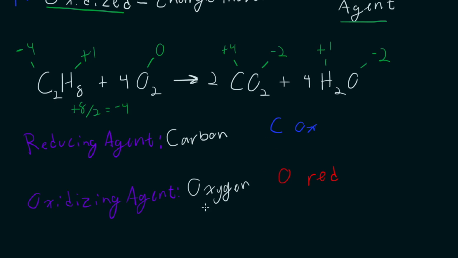Okay? So we kind of have this crisscross pattern. And we do that because when something is reduced, we're talking about what's happening to that element. When we talk about the agent, we're talking about what it does to other elements. And so this is very important when we have chemicals in storage to be able to identify if something's a reducing agent or an oxidizing agent, because we need to keep those away from each other.